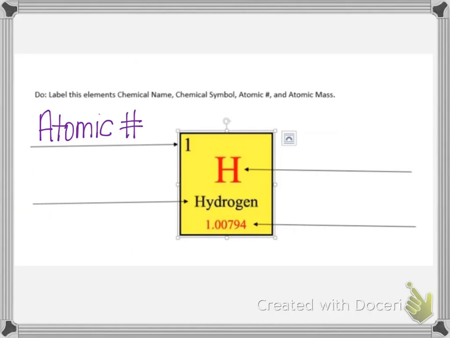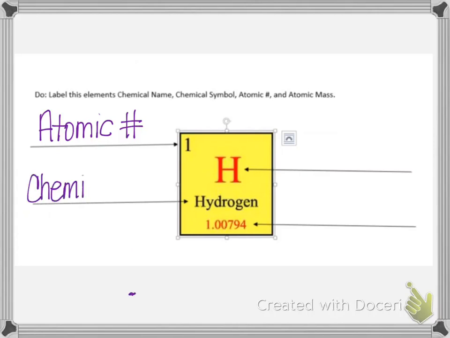So at the very top, sometimes this is centered, sometimes it's pulled to the left, it just depends. But this is your atomic number. And remember that your atomic number is actually just the number of what? We can talk about protons, or it can actually be electrons as well.